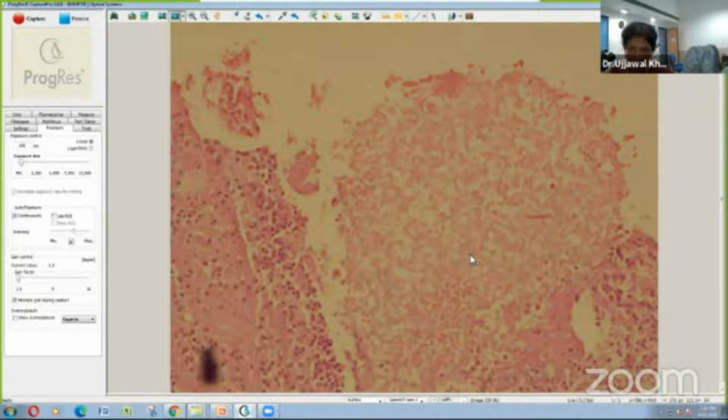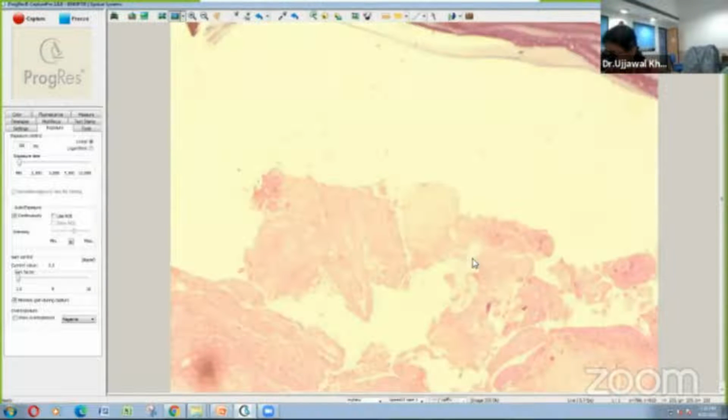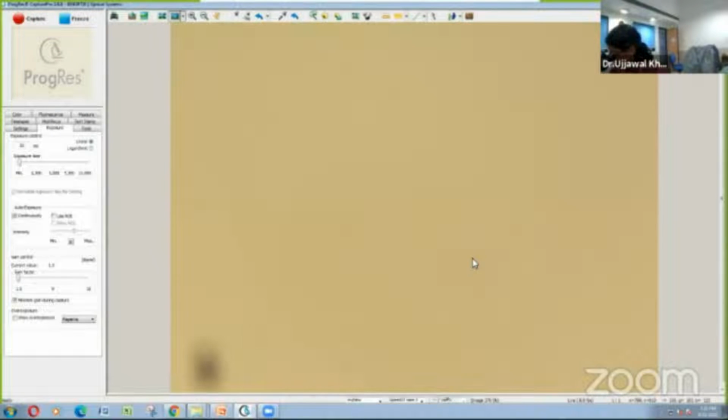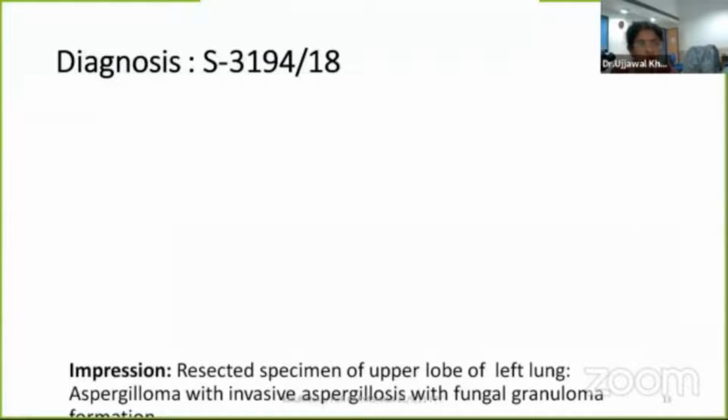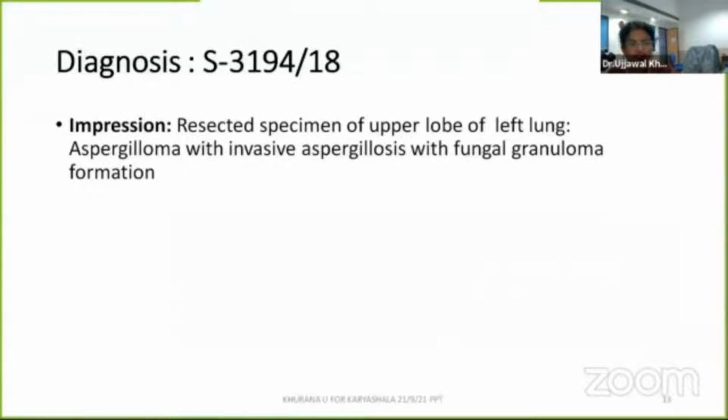These are the squash smear preparations. We could see numerous giant cells, and as I mentioned in the previous fungal staining, if we see negative shadows on Giemsa, then we should suspect that there can be fungus, and we got a PAS stain done on the squash smear preparation itself. So this is aspergilloma with invasive aspergillus.